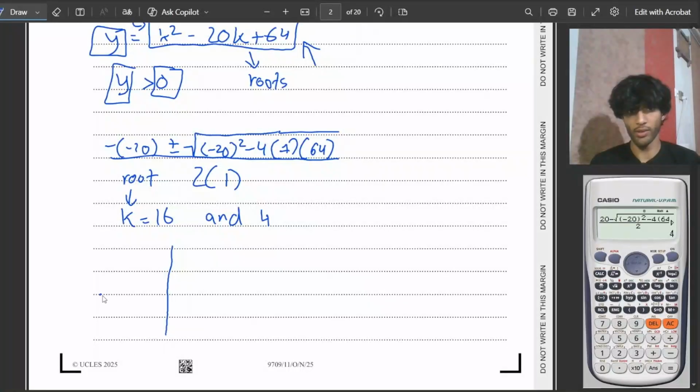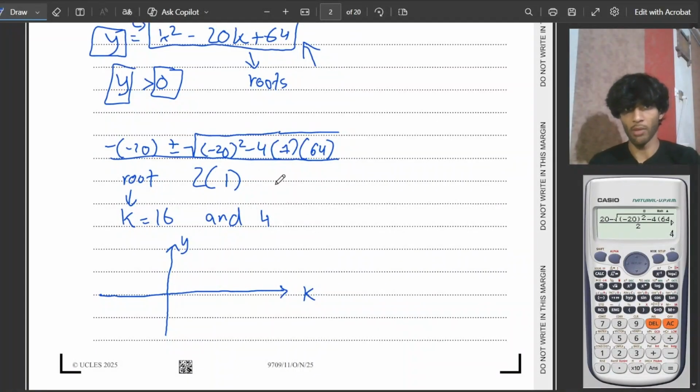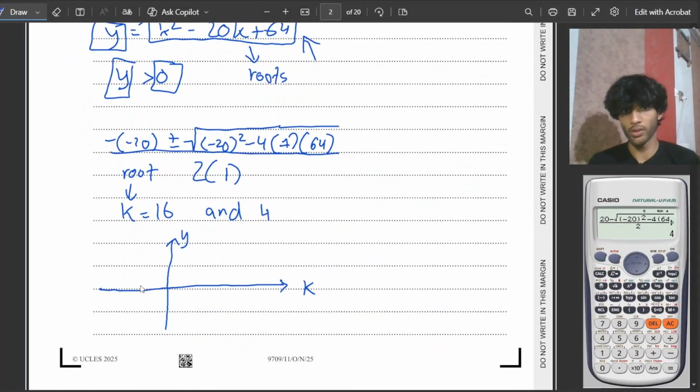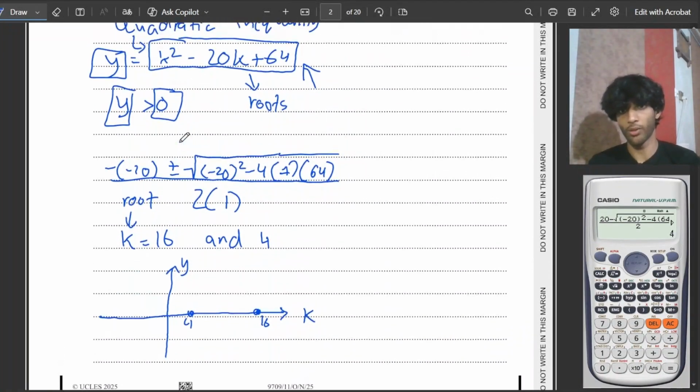So this is my quadratic graph. This is my y-axis. This is my k-axis. Remember, I'm not solving for x. I'm trying to solve this quadratic inequality, and it has k terms, not x terms. Okay, so I just found two roots. The two roots are positive 16 and positive 4. That's going to be somewhere over here. And is this an upward-facing parabola or a downward-facing parabola? Well, the sign of this k-squared term is positive. That means this is a happy face. Positive means a happy face. This means this is an upward-opening parabola, something like this.